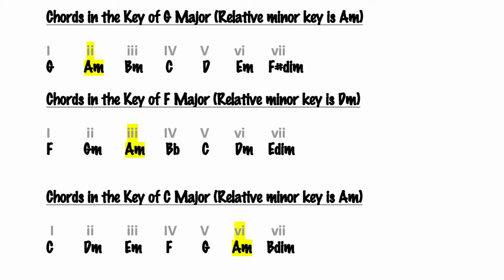Let's take another example. Let's say we've got a chord progression that goes A minor, F, G, A minor. In that case, the only time you'll see those 3 chords is in the key of C, also known as the key of A minor. They're the same notes.